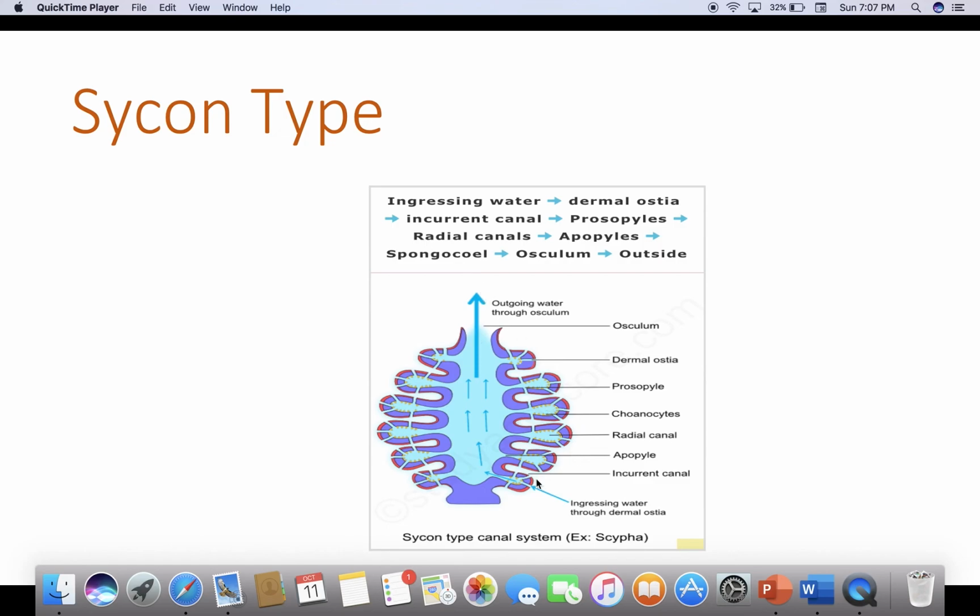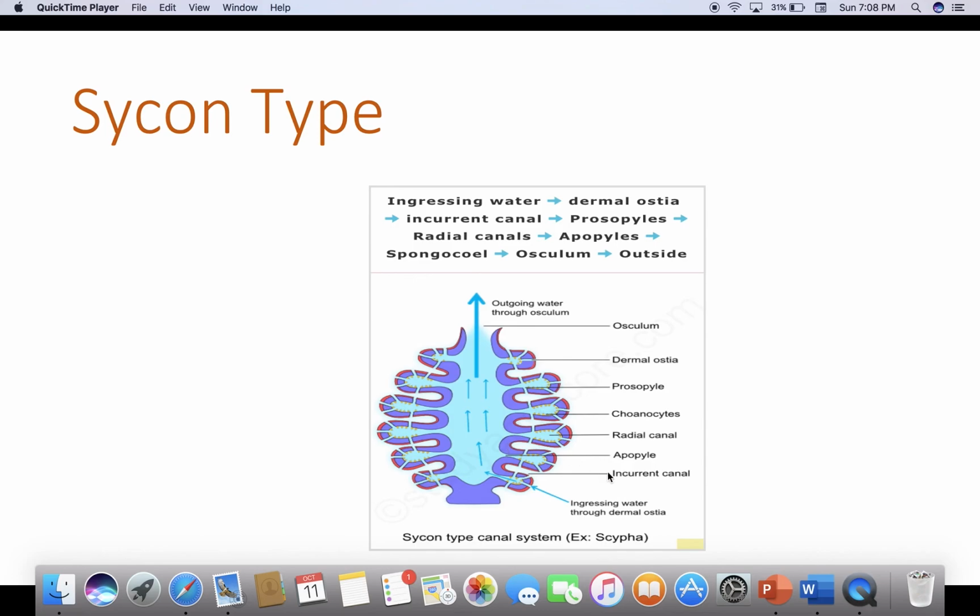Again I'll explain. First, ingressing water enters through the dermal ostia. It moves into the incurrent canal, then through the prosopiles it moves into the radial canal. Then through the apopyles, water moves from the radial canal to the spongocoel, and then it goes out through the osculum. So this is the Sycon type of canal system, and it is found in Sycon.